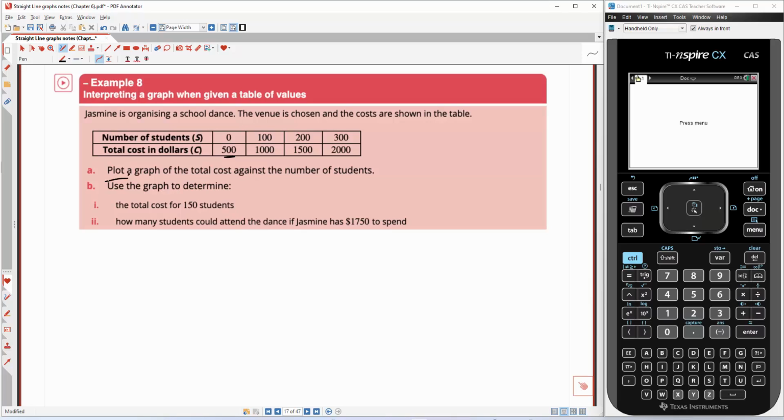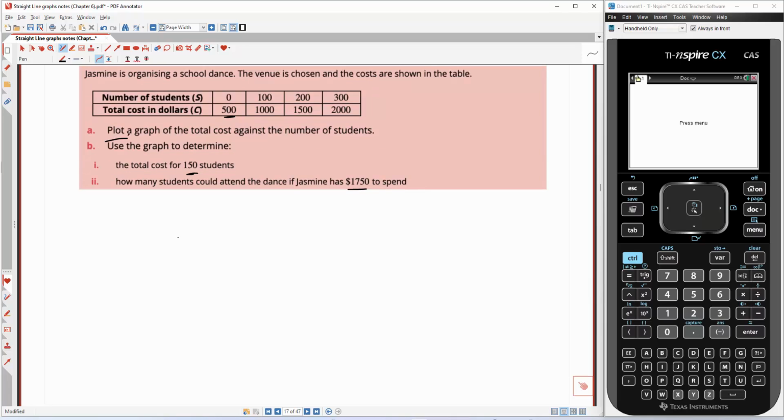So what we're going to do is plot a graph of the total cost against the number of students. Use the graph to determine the total cost for 150 students. And how many students could attend the dance if Jasmine has $1,750 to spend? Okay.